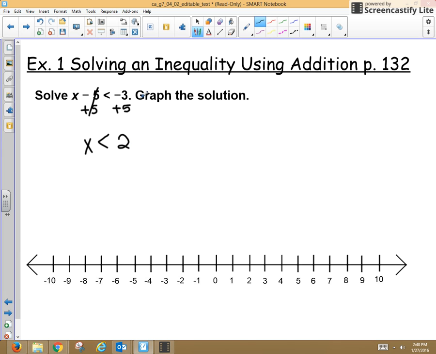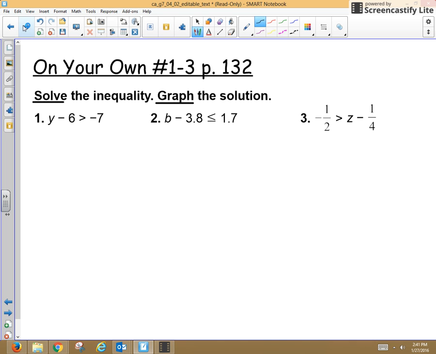So now I need to graph the solution. To graph, I have my number line drawn here. X has to be less than 2, but it is not equal to 2. So therefore, I'm going to use an open circle at 2, and I'm going to shade left to show that x is less. And I show my arrow to show that there are more possible values. The solutions are infinite.